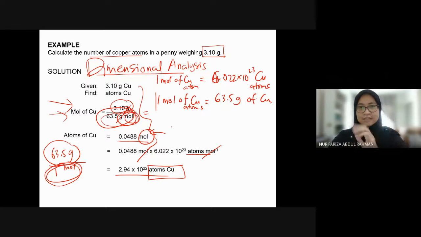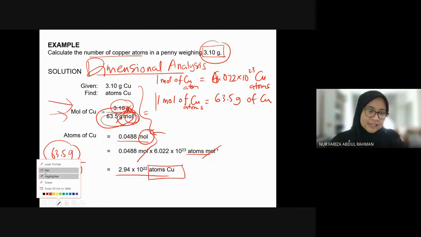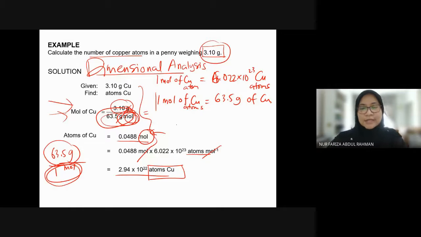So first, let's start with the value given from the question. Let's use another color, maybe purple. So given is 3.10 gram of copper. Include all the units. Gram of what? Gram of copper. And then next, multiplication, and then draw a line. Straight line, this is division.